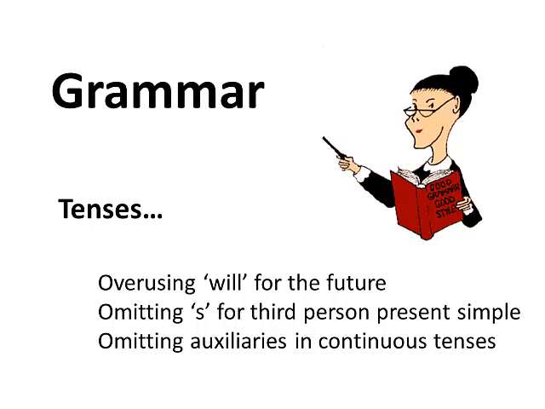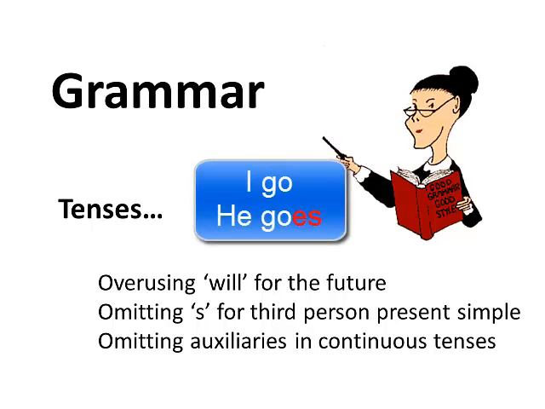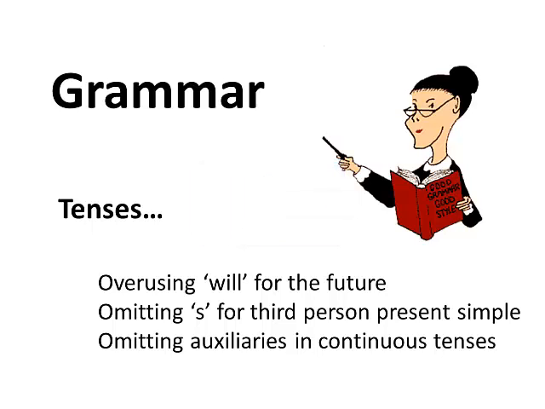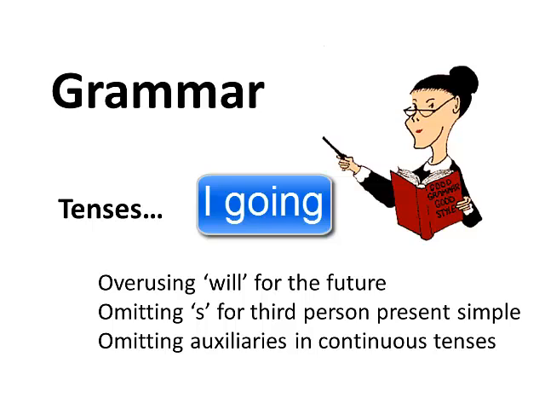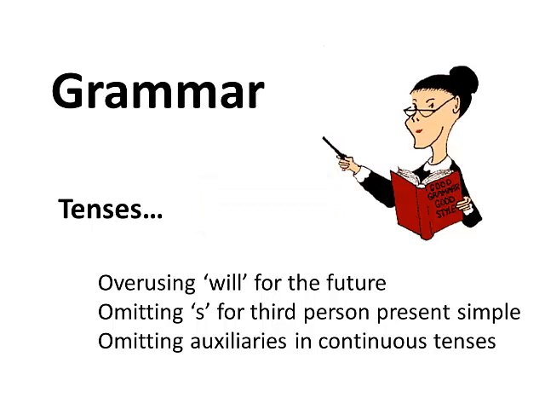Overusing will for the future rather than going to, or the present continuous, for example, which might sound more natural with personal plans. Omitting the S for the third person present simple: I go, he goes. That one's a very common problem, right up to advanced levels often. Omitting auxiliaries in continuous tenses: I going rather than I'm going or I am going. Auxiliaries in questions: what he go, where he go, rather than where does he go. So these kind of things are problematic for a large number of learners and are worth listening out for.